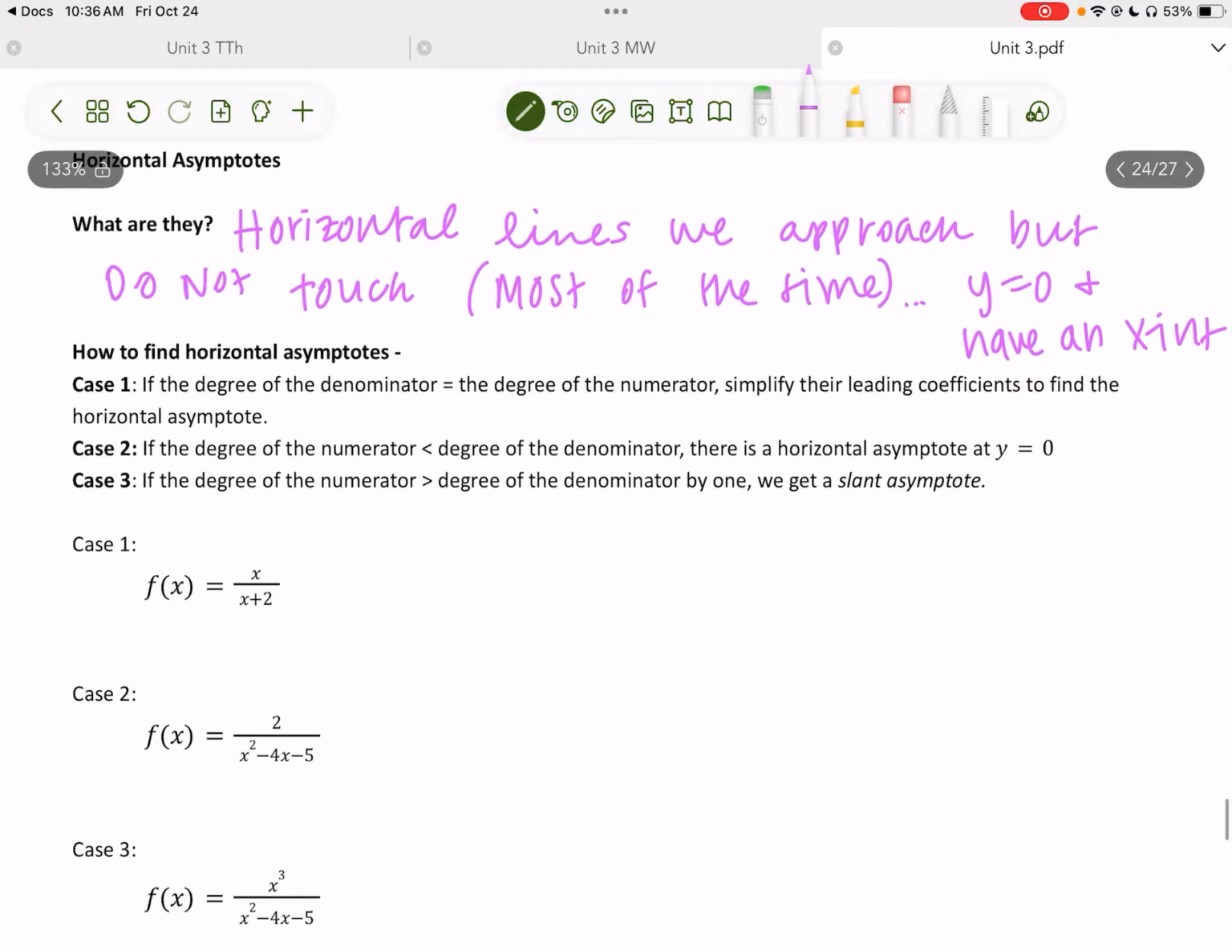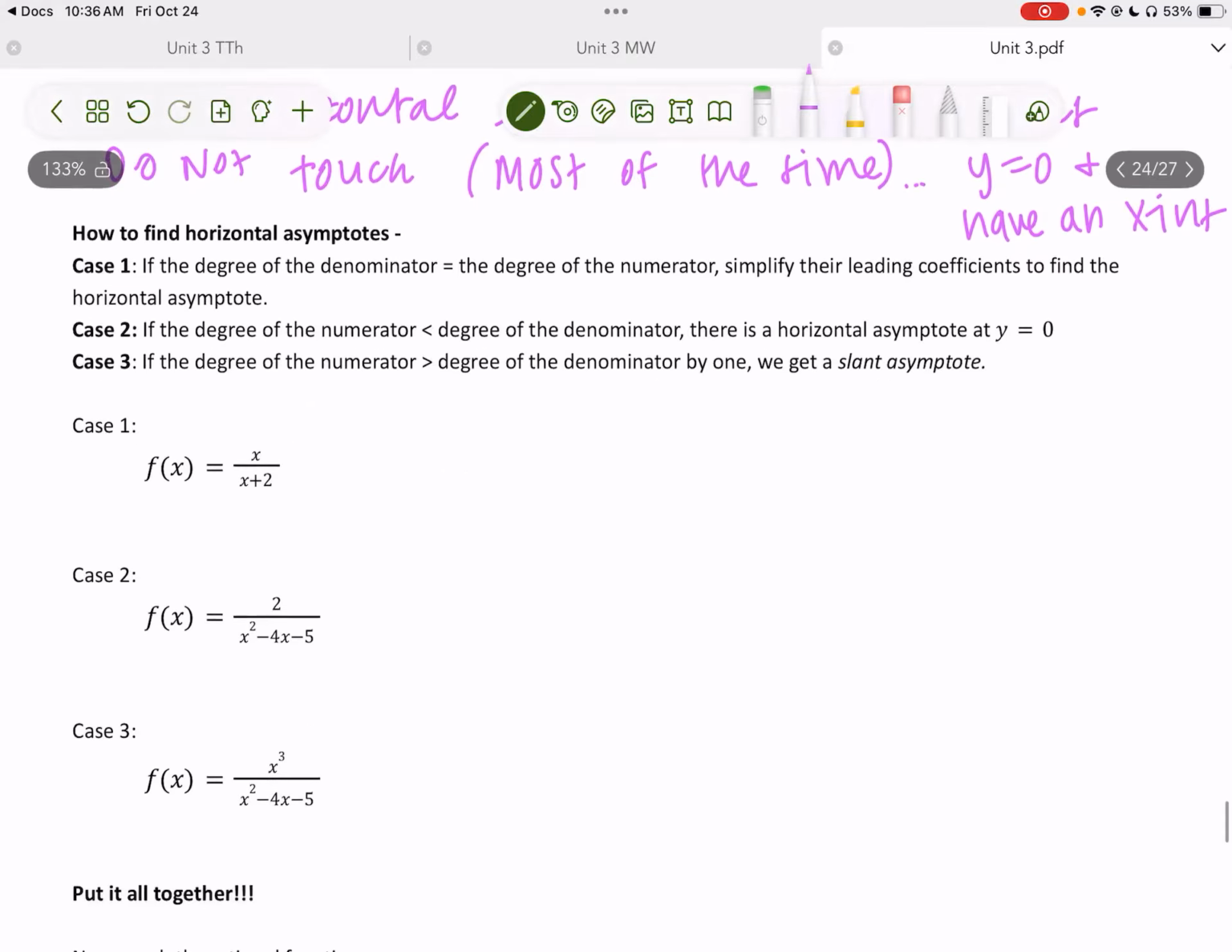Now there's three ways to find a horizontal asymptote. It really depends on the scenario you're working with, and there's three scenarios. The third one is going to be in pre-cal. So I will show you what it looks like. We won't do any examples of it. You'll just know that it exists.